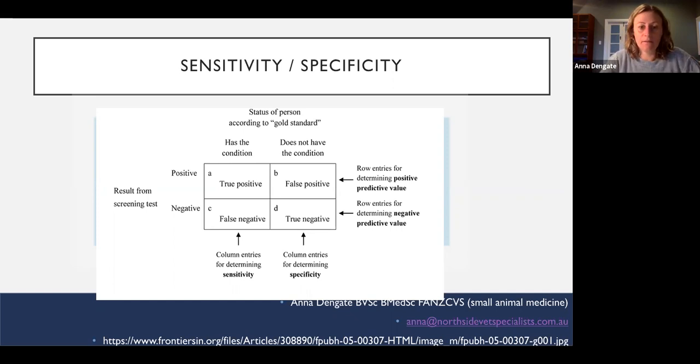All right, so I'm going to move on. Is everybody happy with sensitivity, specificity, positive predictive value and negative predictive value? Yeah, cool.